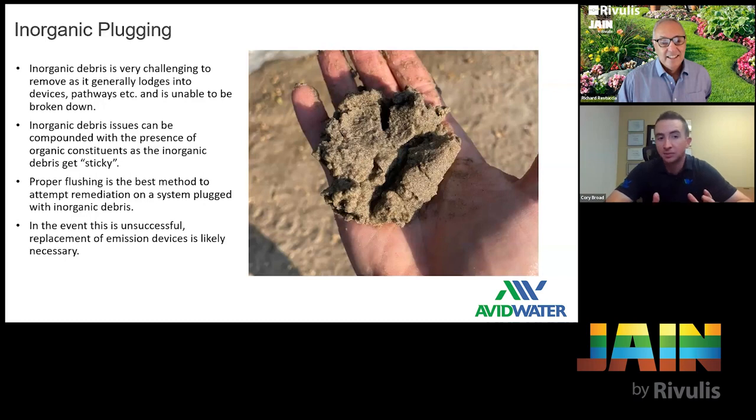So these inorganic debris are challenging to remove because if it lodges itself into the emission device or the pathway, it's really hard to, quote, get it out. Probably jammed in there for a reason, but also it's going to be really hard. I can't probably put enough chemical in it to, quote, melt it down, to break it down, to make it go away. So a lot of the time device replacement becomes necessary.